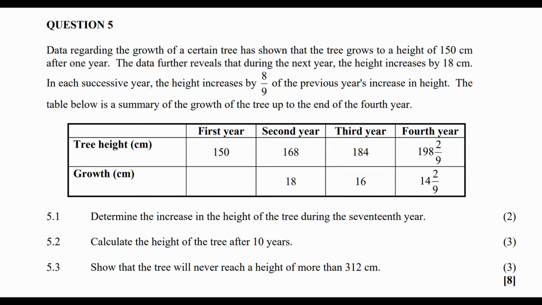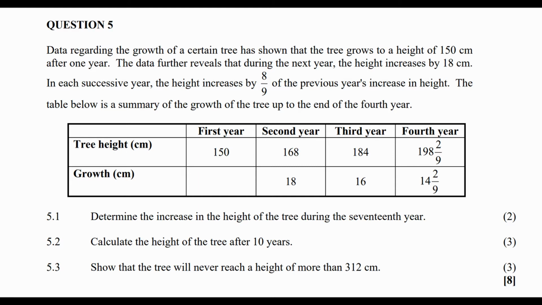Question 5 tries to intimidate us with a story about a tree and by giving us some table, whatever. The important thing here is to see that there are two sequences. The first sequence is the tree height and the second sequence is the growth of the tree, where the second sequence is offset by 1 year. We can also interpret the information given about the growth of the tree as the tree growth is exponential with a constant factor of 8/9.